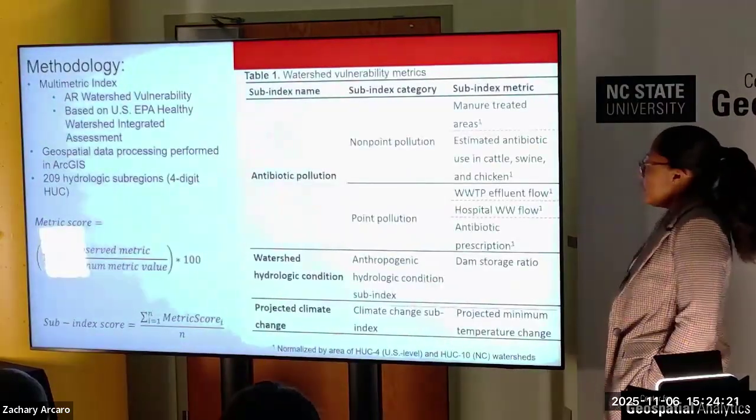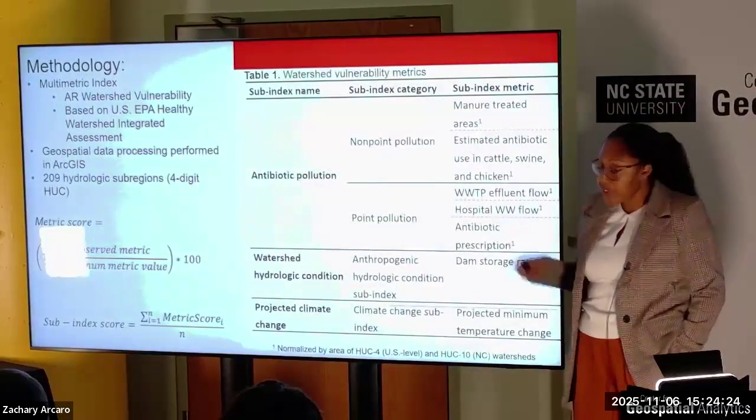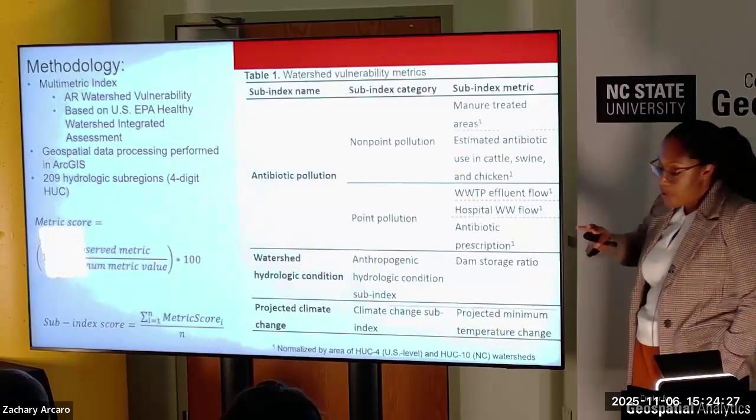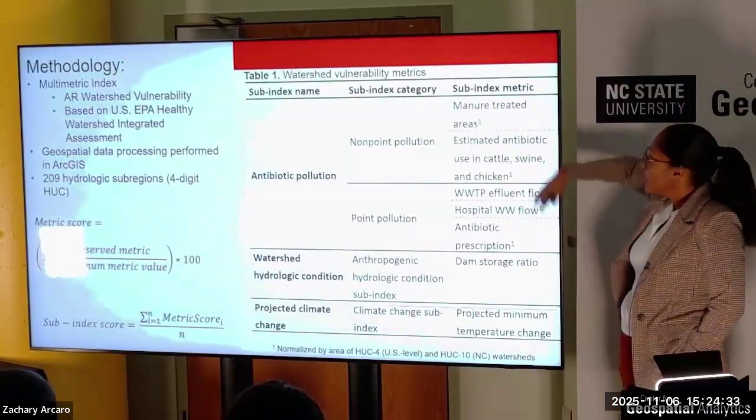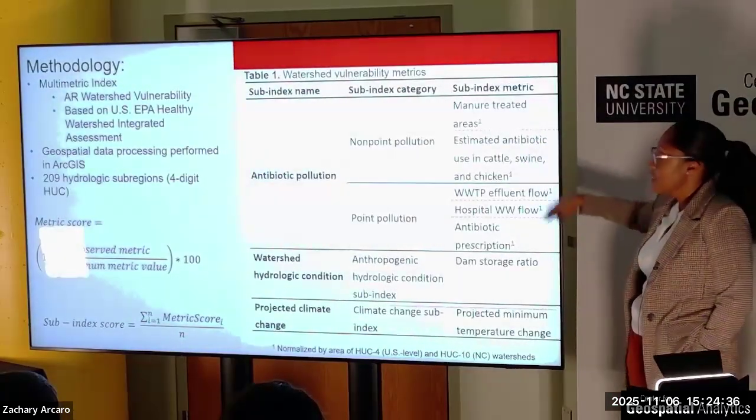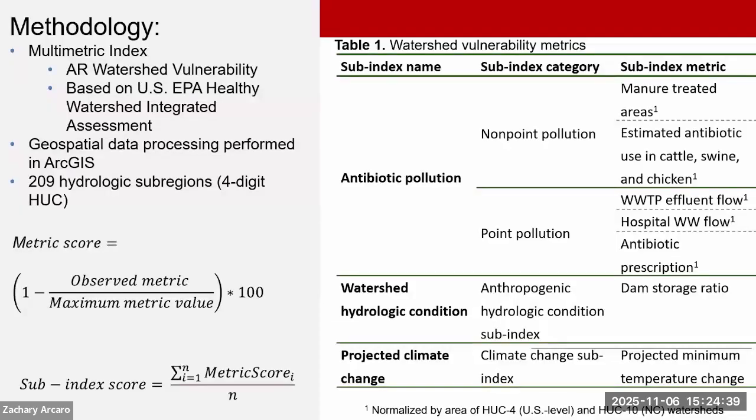And so not to go into too many details, but basically we took metrics that were made to aggregate the concern for non-point pollution, so the amount of manure-treated areas and the estimated antibiotic use in this livestock. We had a point pollution index where we're looking at the wastewater flow, the hospital wastewater flows, and the amount of antibiotic prescriptions that are written in that area. You can tell we're doing this at the United States scale, so obviously a GIS problem. Many layers, lots of geospatial data processing and aggregating.